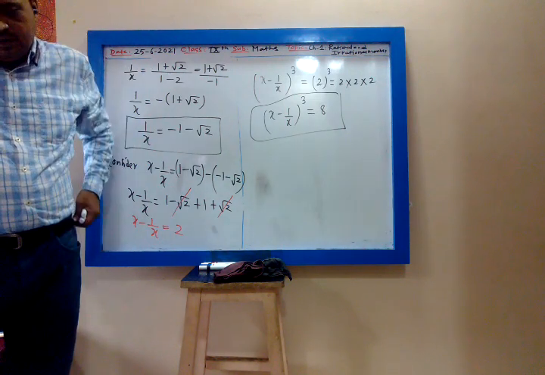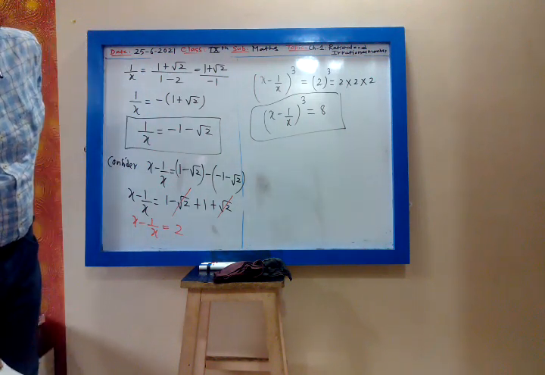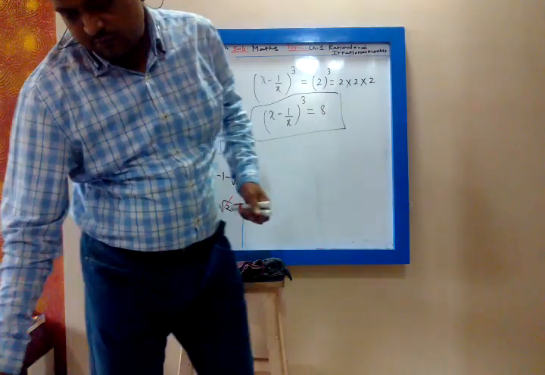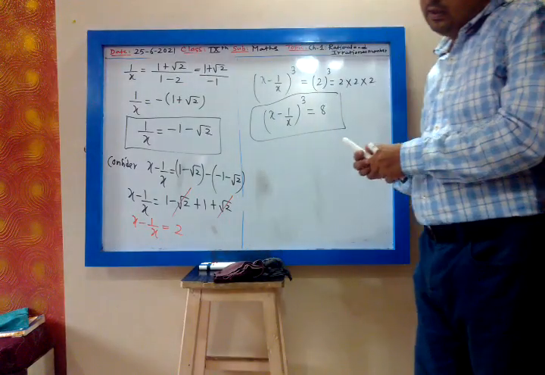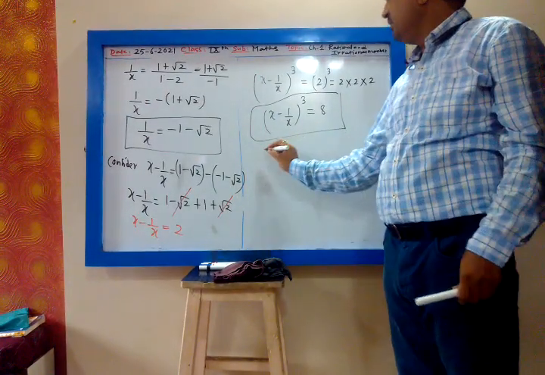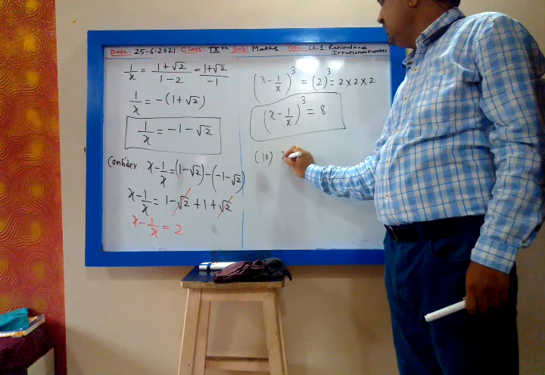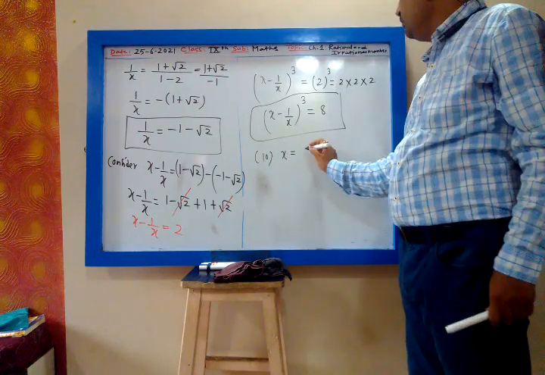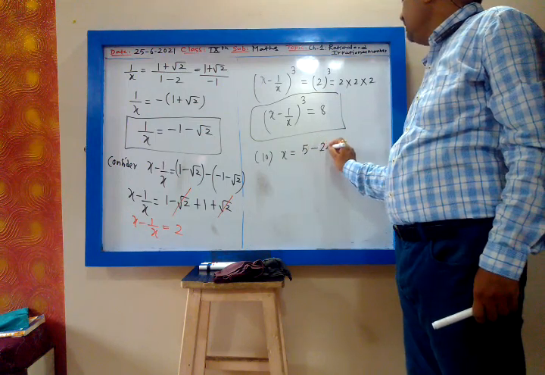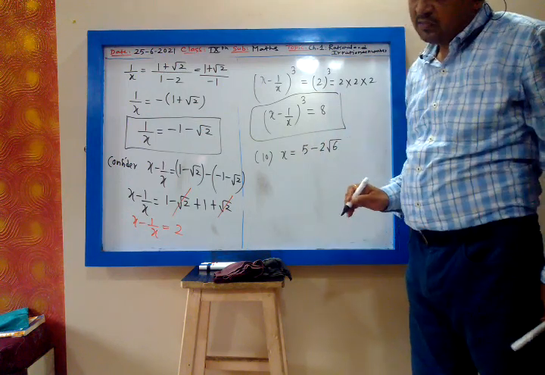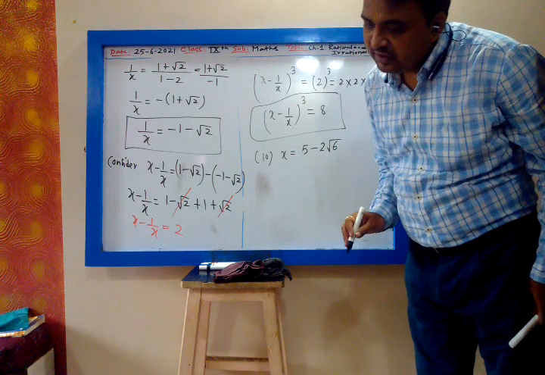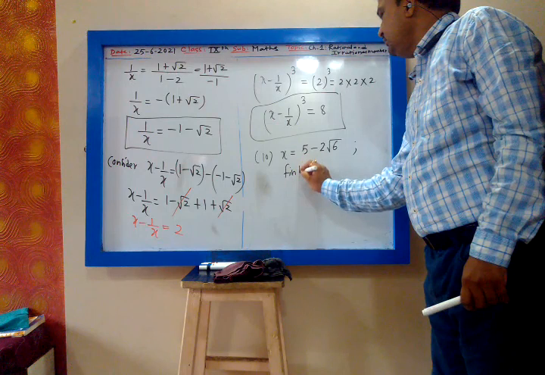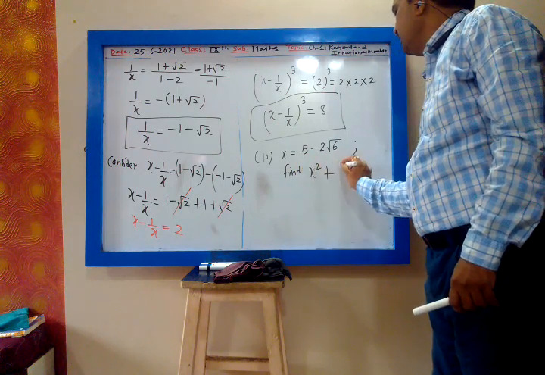Multiply and divide. Then 10th one, x is 5 minus 2 root 6. Then find x square plus 1 upon x square. Find x square plus 1 upon x square.